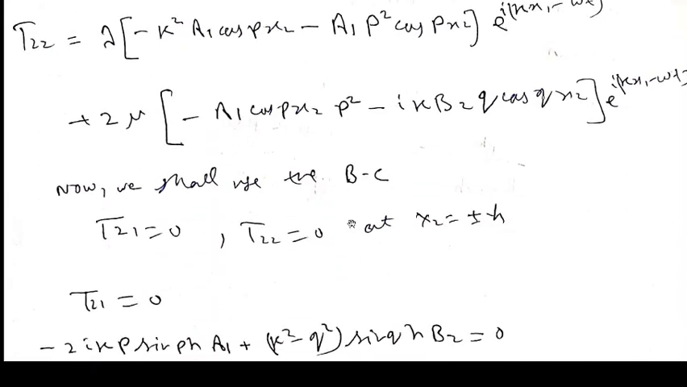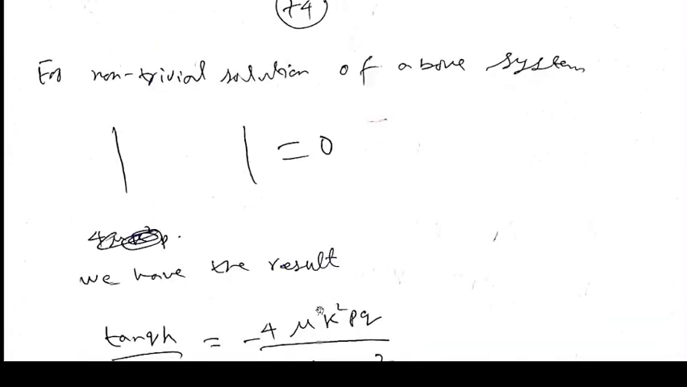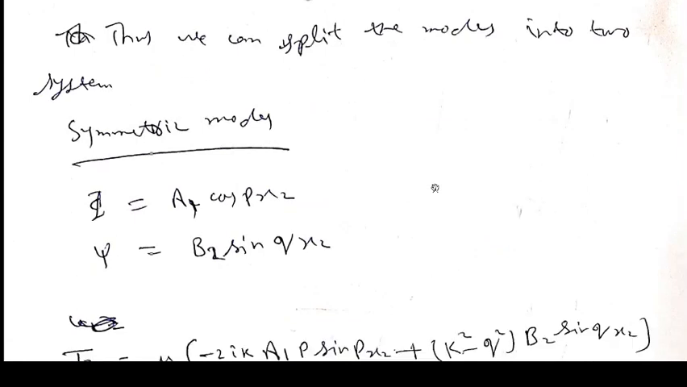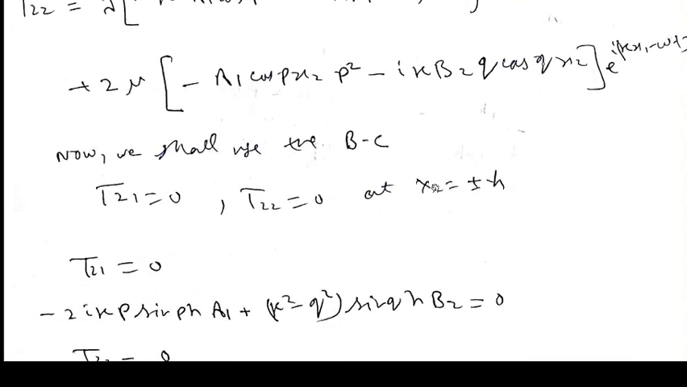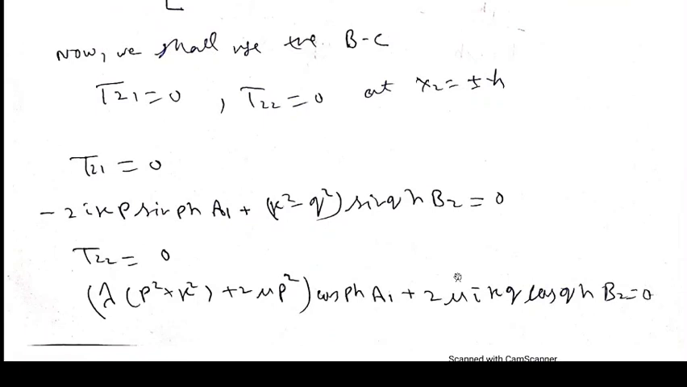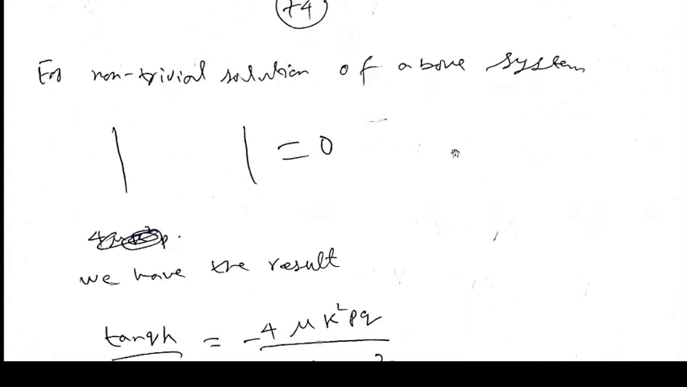Now we will use the boundary conditions here. t21 and t22 equal 0 at x2 plus minus h. Either you can put plus h or minus h, nothing will make the difference. So for t21 using plus h you will have this thing, and for t22 using plus h you will have this thing. So we have two unknowns, a1 and b2, and two equations. Homogeneous system, for a non-trivial solution the determinant must be equal to 0, so we have the result.